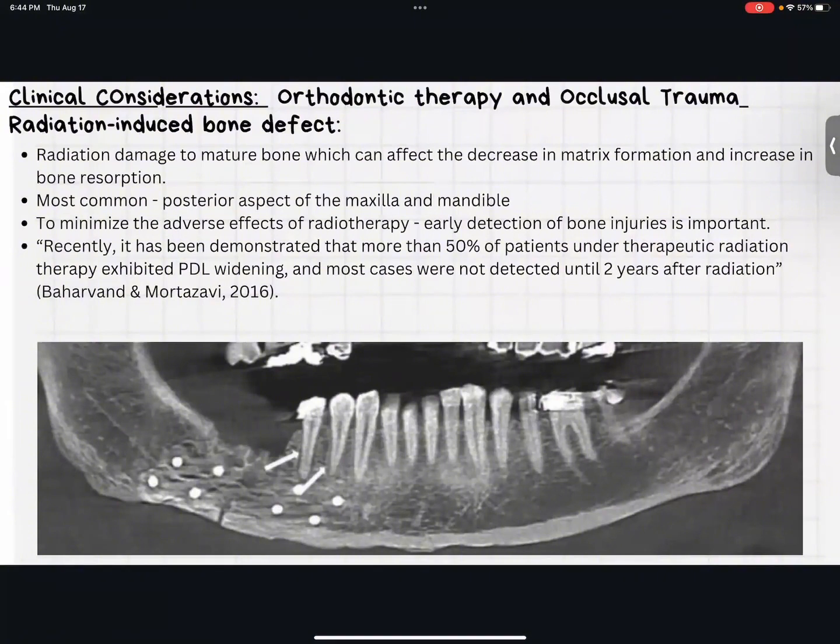And then radiation-induced bone defect, damage to mature bone, which can decrease matrix formation and increase bone resorption. The most common area is the posterior of the maxilla and mandible. To minimize this adverse effect of radiotherapy, early detection of bone injury is important. Recently, it has been demonstrated that more than 50% of patients under therapeutic radiation therapy exhibited PDL widening, and most cases were not detected until 2 years after radiation.